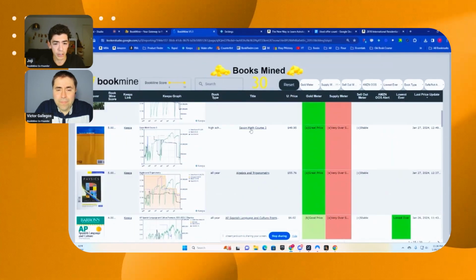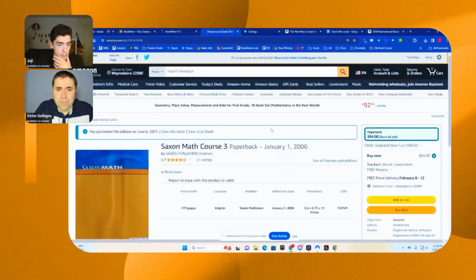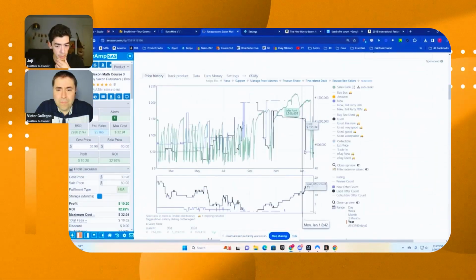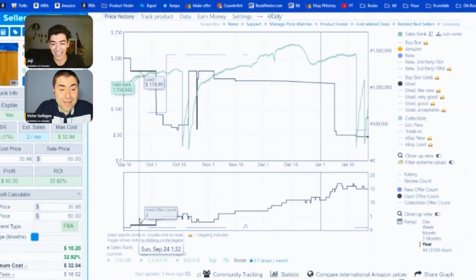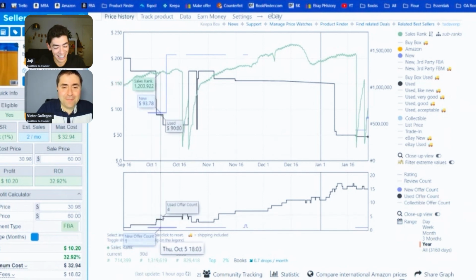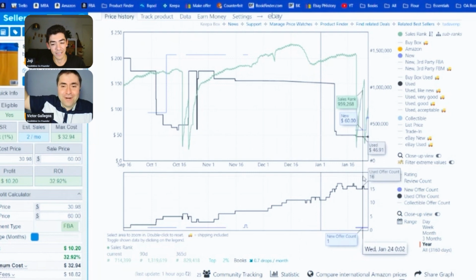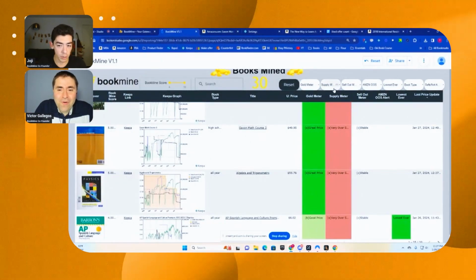So for example, let's look at this Saxon book, which is probably going to be a high school book, and let's just scroll down to its Keepa chart and see the last 6 months of its offer count. I mean, Victor, what do you see? The opposite of what you should be seeing. Basically, the used offer count is just continually rising every day, higher and higher and higher. Okay, so you can see that was very oversupply.